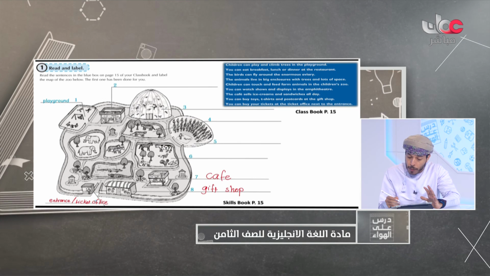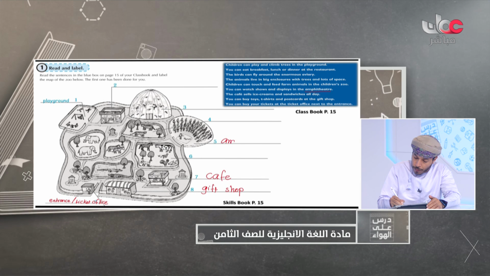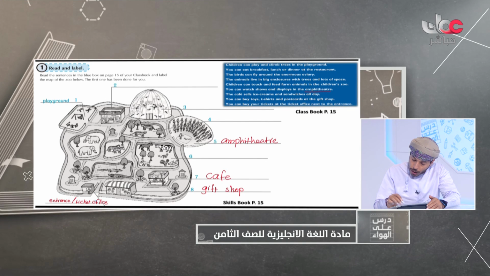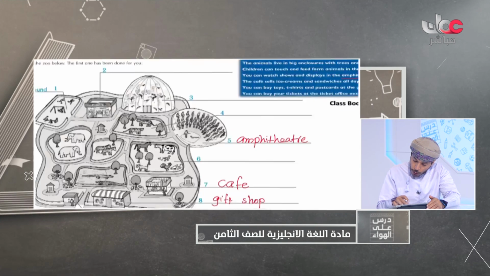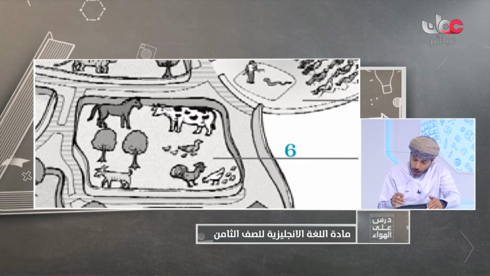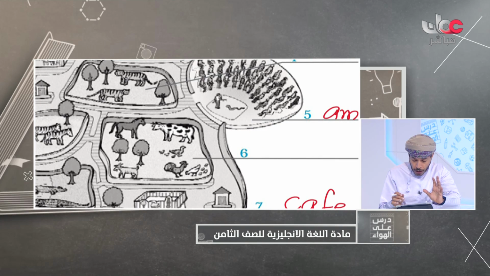Okay. And for number 6, you can watch... for number 5, you can watch shows and displays in the amphitheater. Okay, amphitheater. Good. And how about number 6? Can you look at number 6, please? What animals? I think it's not that clear, but I think you can identify.